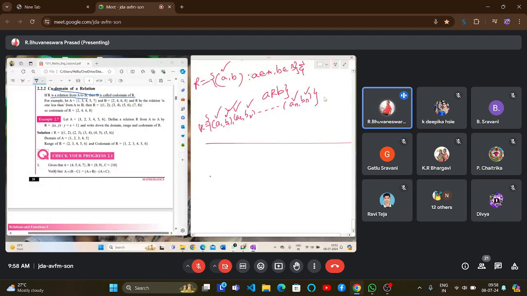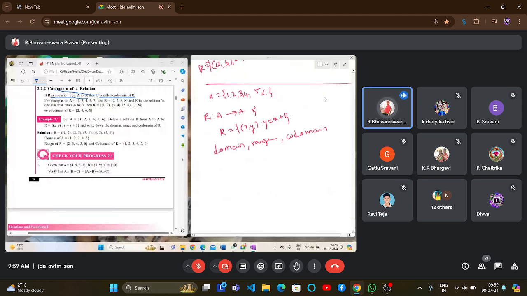Here the set A is 1, 2, 3, 4, 5, 6. Define a relation from A to A, and the relation is R equals the set of ordered pairs (x, y) such that y equals x plus 1, and write down the domain, range and codomain. So see, I have taken one problem, and we will find out the domain, range and codomain. So all of you observe.